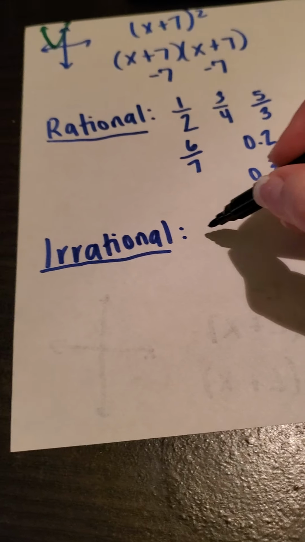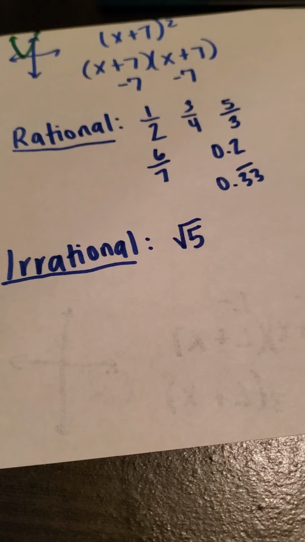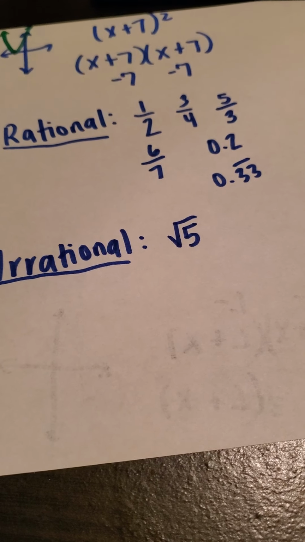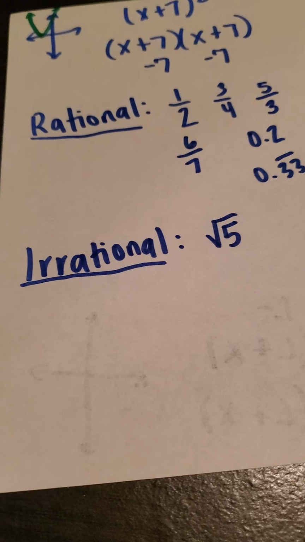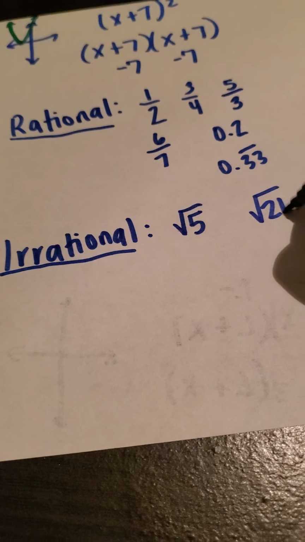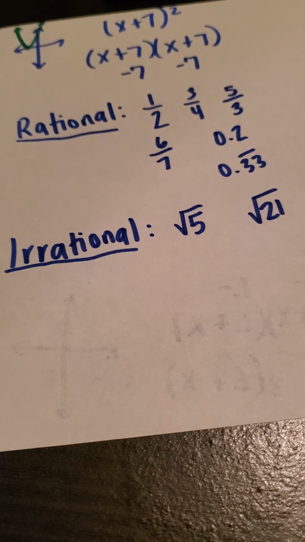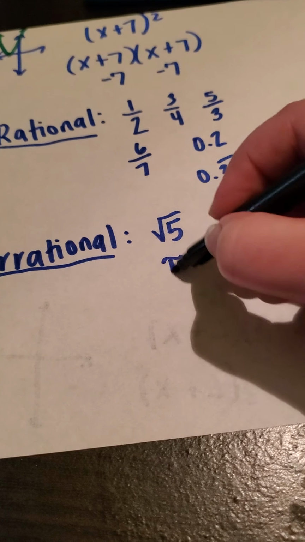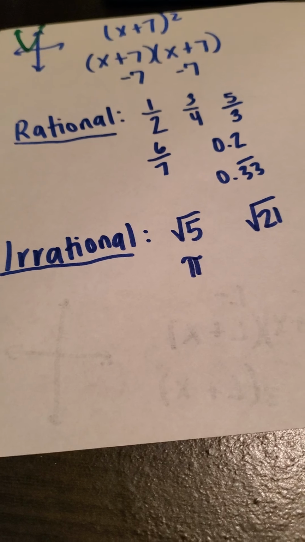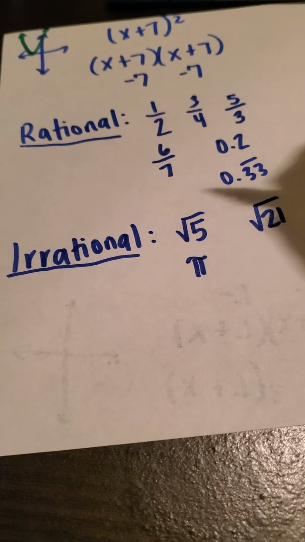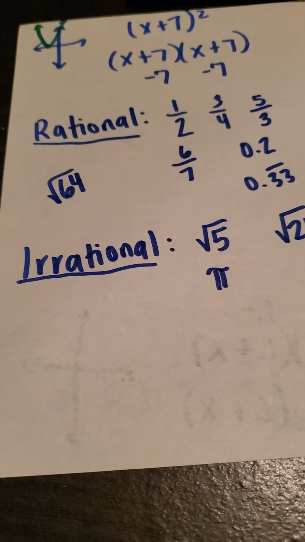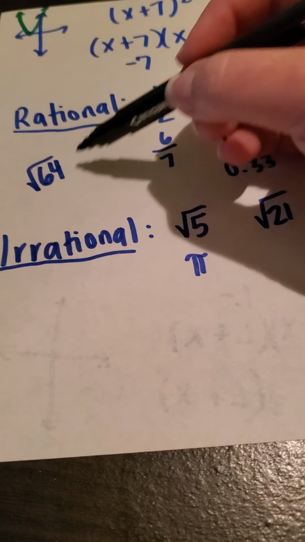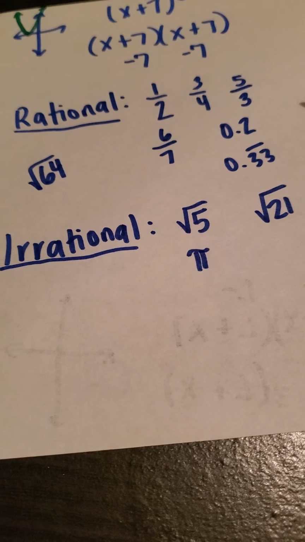So a lot of times it'll be a number in a radical as long as it's not a perfect square. So if you were to type in the square root of 5 in the calculator, you'd get this crazy decimal. Or like the square root of 21 or something like that. The number pi is also an irrational number. The square root of 64, though, is equal to 8. So that one is actually a rational number.